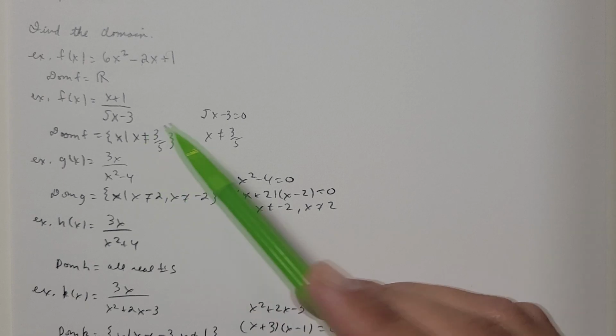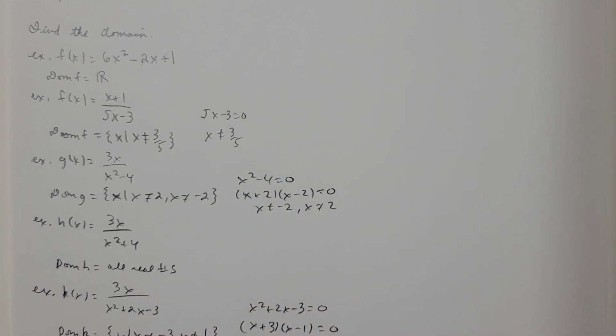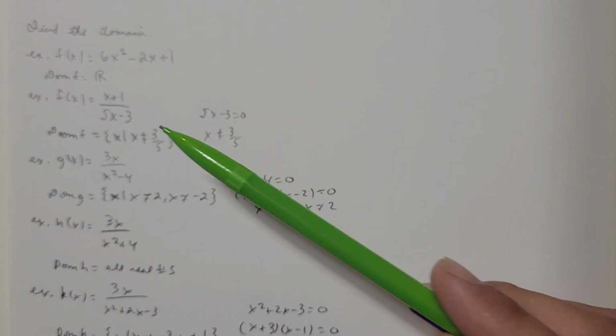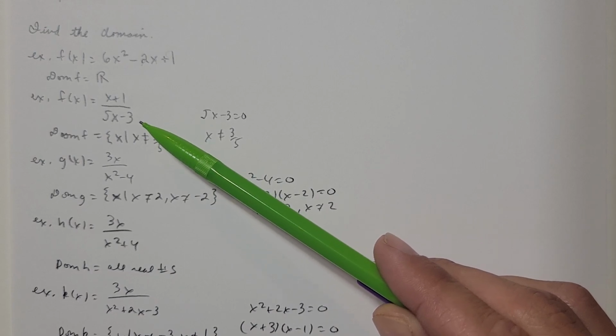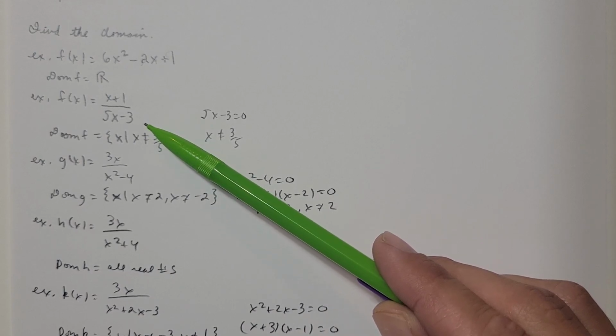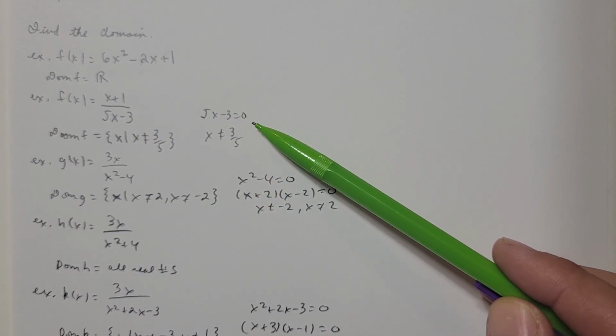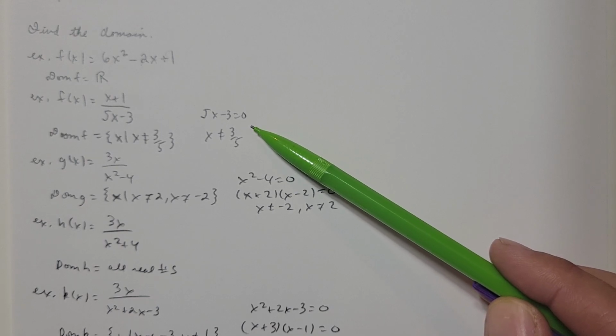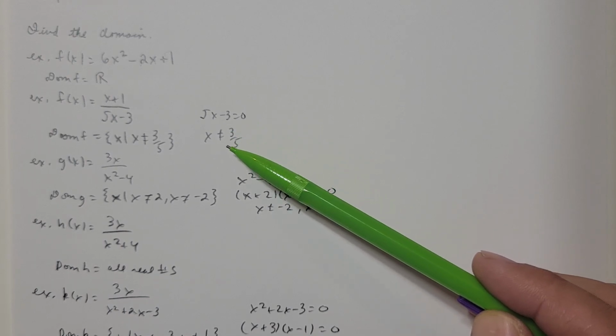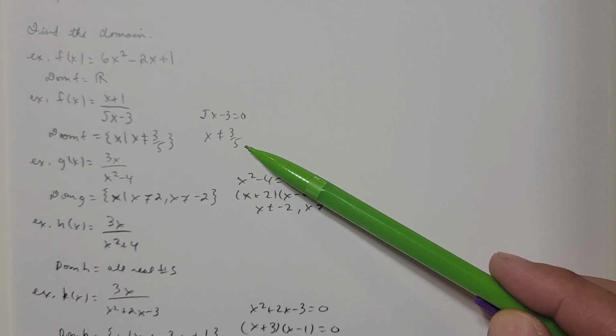Okay, here's another example. We've got f of x equals x plus 1 divided by 5x minus 3. So what is the domain of f? Well, I know I can't divide by 0. Division by 0 is not allowed. So in this problem, I'm going to take a look at the denominator, 5x minus 3, and I'm going to set the denominator equal to 0, and I'll solve. If I add 3 and divide by 5, I get x equals 3/5.